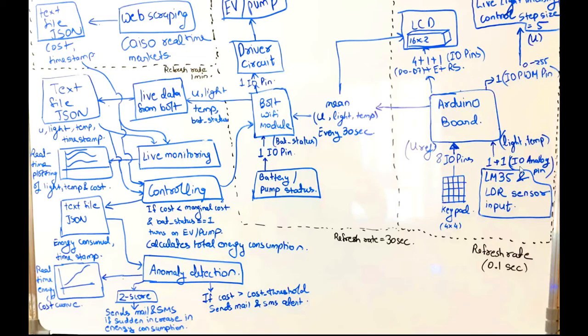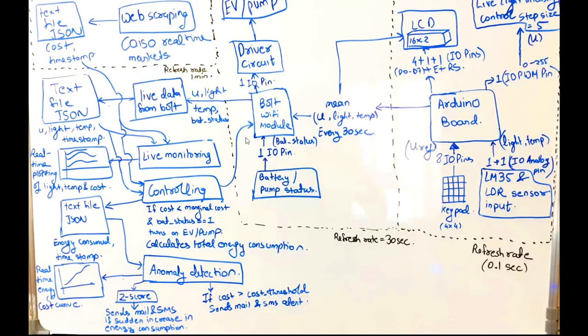So it's sending the U value, light and temperature value every 30 seconds. It's a mean of all the intervals. There are around 200 intervals of 0.15 seconds. So this is not 0.1, this is 0.15 seconds. So it is sending that over here. After it is sent, the mean value is also displayed on the LCD panel, and the LCD panel also displays the current LM35 and LDR sensor readings.